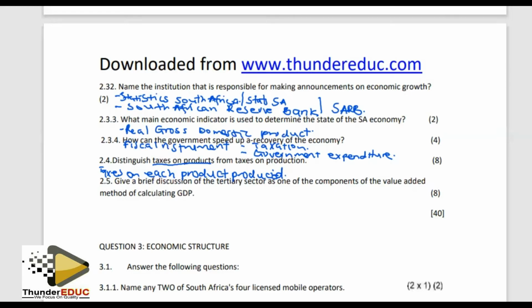However, what you call taxes on production refers to taxes on the whole process of production, on the whole production process.